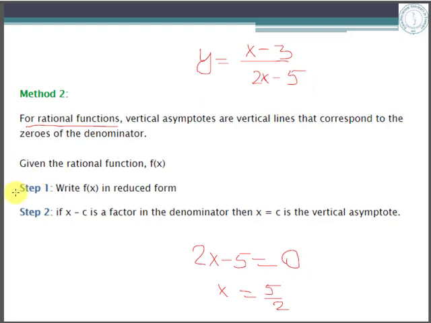So here you have the steps. Given the rational function f(x), step 1: write f(x) in reduced form. And if x - c is a factor in the denominator, then x = c is a vertical asymptote.